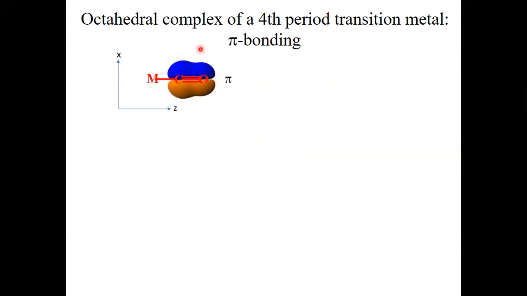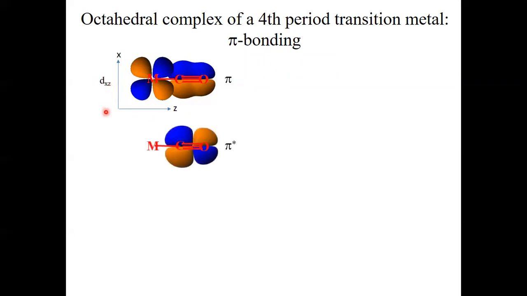So you see here a bonding pi orbital of the ligand. That can overlap in a pi fashion with the metal d orbital. So if that is the xz plane, that would be the dxz orbital. In addition, we would have the pi star orbital available, which has this shape. So if that's again the xz plane, then we would have here the dxz orbital that would overlap with this pi star orbital also in pi fashion.